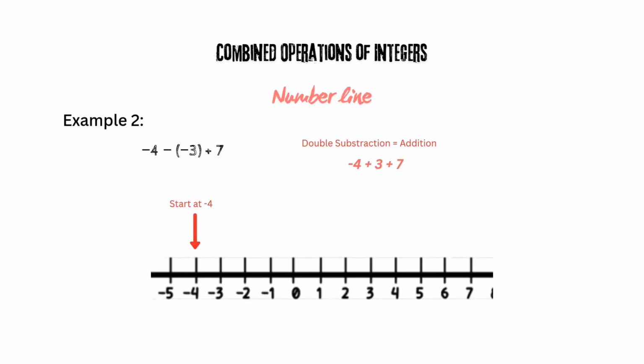Step 2, now let's start at negative 4. From negative 4, we are going to move 3 steps right, because we are adding 3. Now we are at negative 1. Next is to move 7 steps right. From negative 1, we move 7 steps right, and you can see we are now at positive 6, and this is our answer. The answer is positive 6.